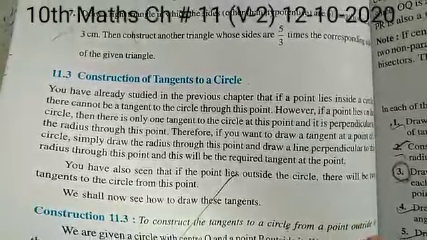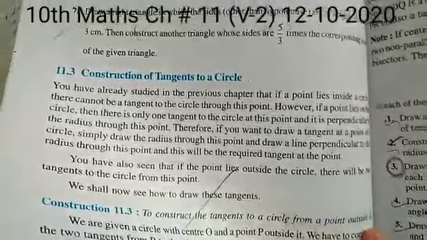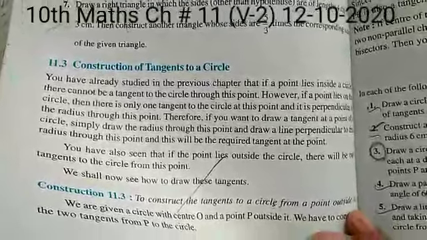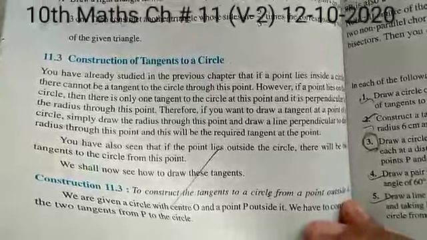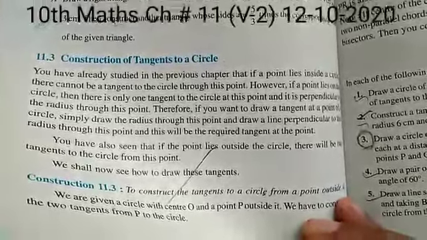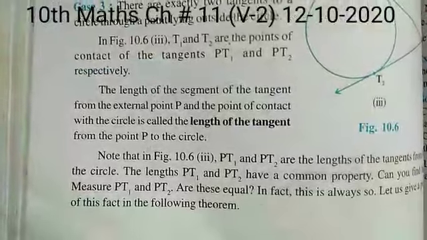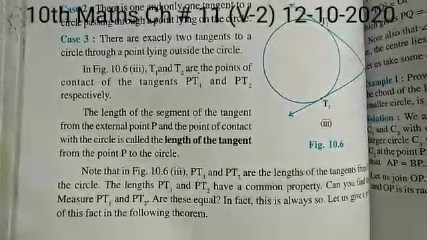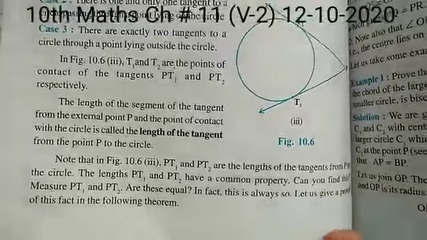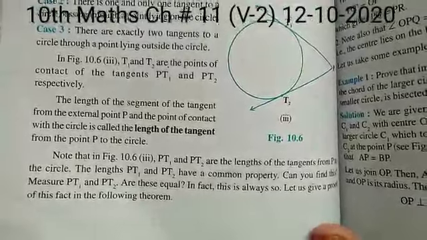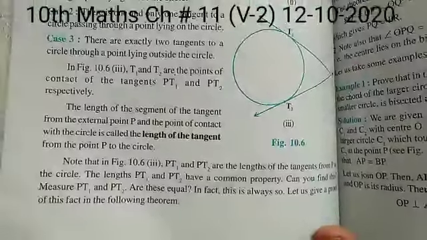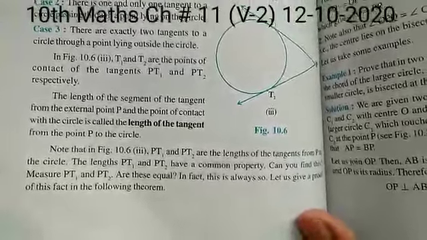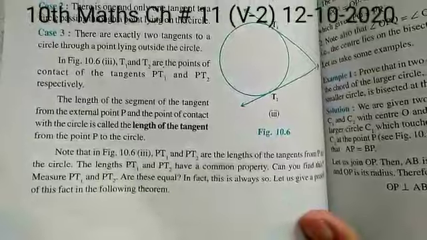Now students will discuss the construction of a tangent to a circle. First we understand what we mean by tangent, which we have discussed in the 10th chapter, but just recall the definition, okay? The length of the segment of the tangent between the external point P and the point of contact with the circle is called the length of the tangent. So PT1 and PT2 are the tangents to the circle from the point P. Okay, from P we have to draw tangents to the circle.